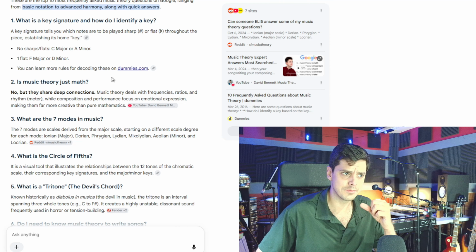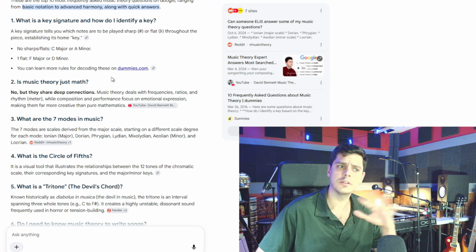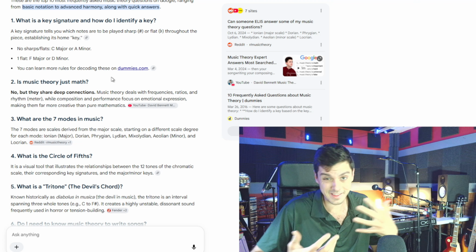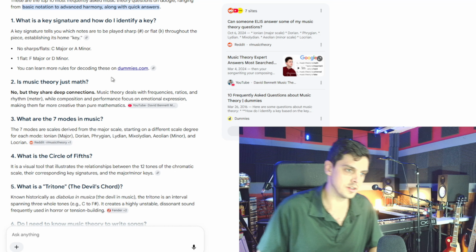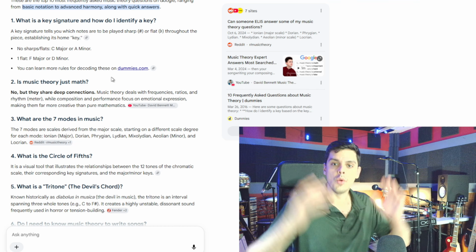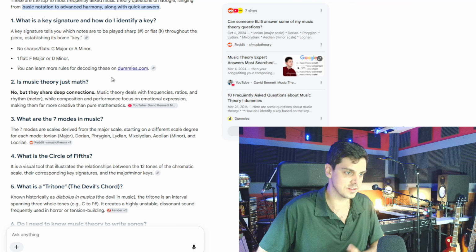So yeah, so far, first question here, all right. Second question, a little bit weird. Third question, I give this a D minus. What is the circle of fifths? This is the fourth question.